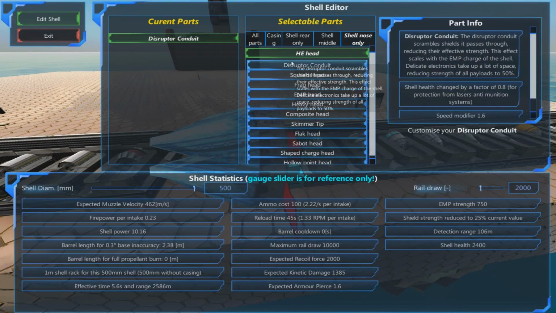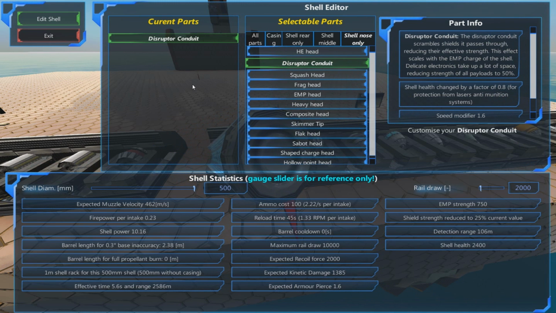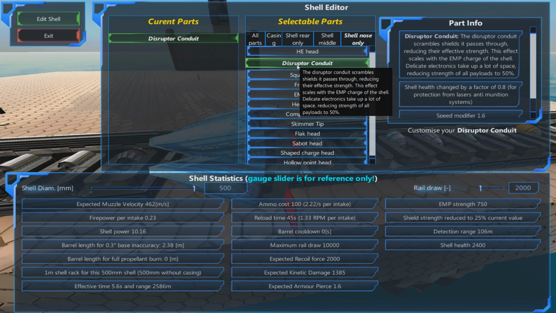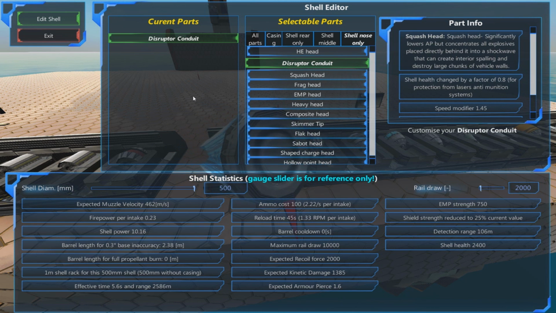Now over here is the disruptor conduit. This is interesting. This does not work the same way it used to. Back in the day, especially when these things were first introduced, you stick this on the front of your shell with EMP warheads behind it. It's like shaped charge but anti-shield. It hits the shield, it automatically detonates, and it damages whatever shield projector is projecting, directly upon making contact with the shield.